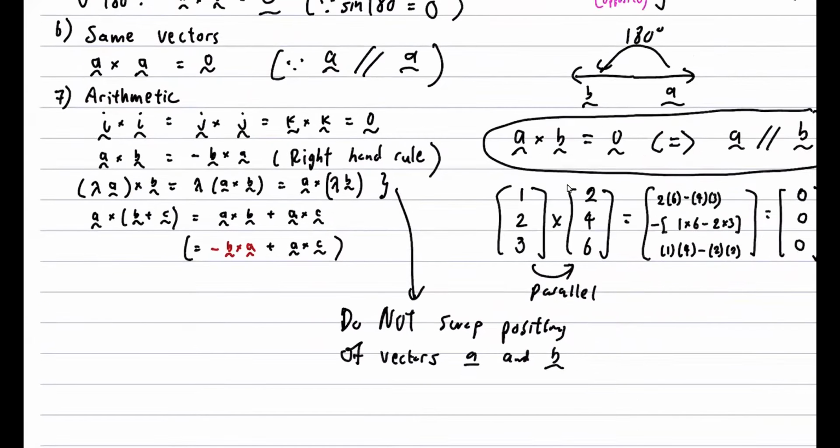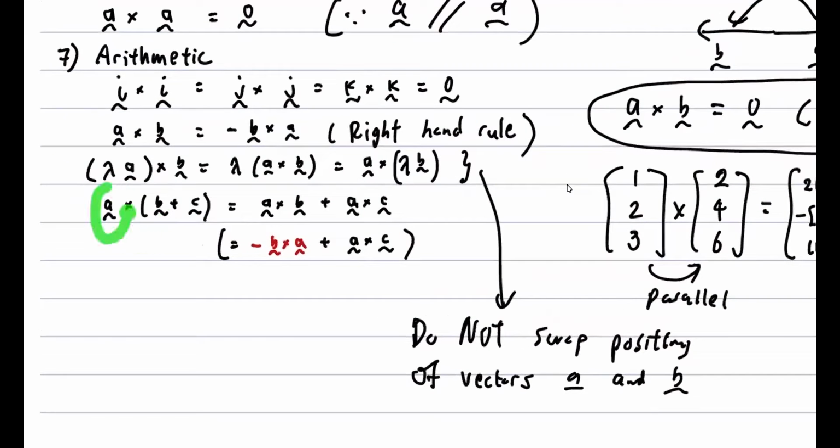Still on theory. The last one is basically you can distribute. Also take note, must read from left to right. A cross B, you better write down A cross B. Don't just change it around to B cross A, because cross product order matters. Order matters, no juggling.